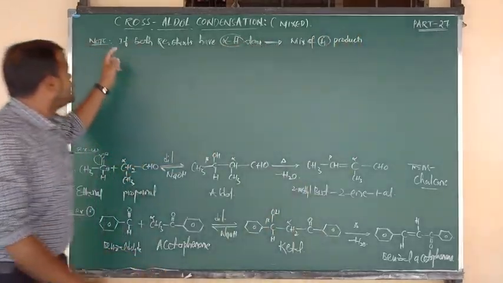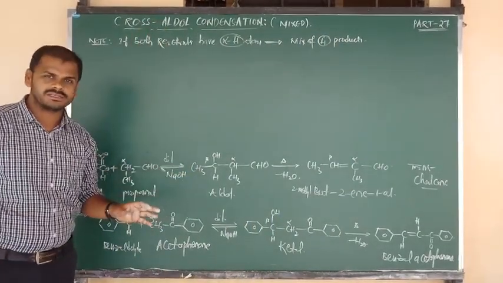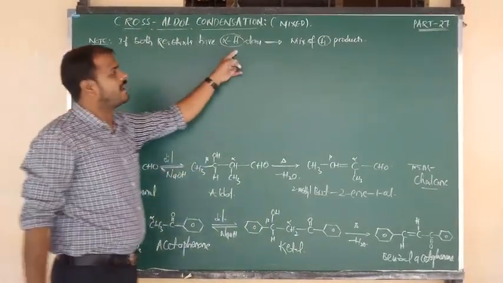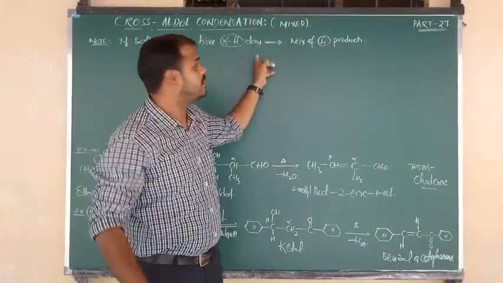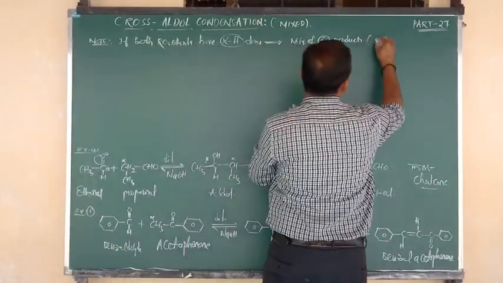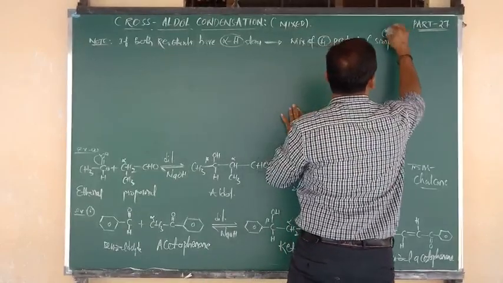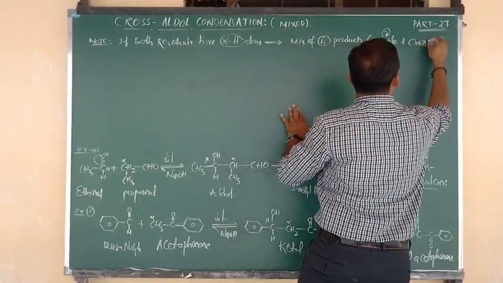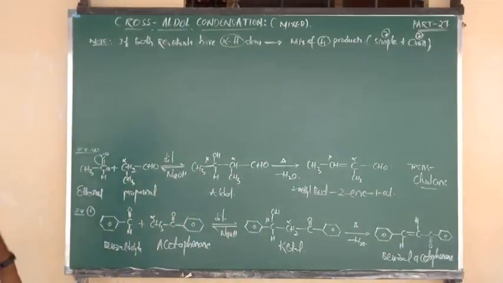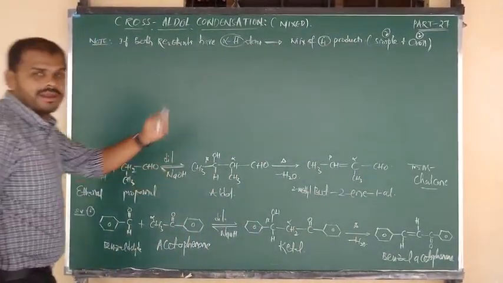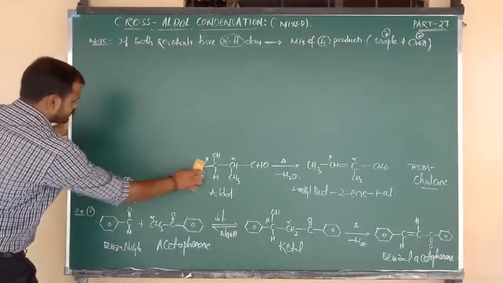Once again. If both the species, or both reactants which are involved in cross-aldol condensation, contain alpha hydrogen atoms, then that forms a mixture of 4 products. Out of the 4 products, 2 are simple aldol products and the remaining 2 are cross-aldol products. This is the story. Sir, shortly, how to read the simple aldol and cross-aldol products if both reactants have alpha hydrogen atoms?